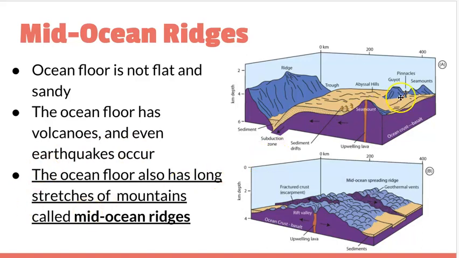So when you have lots of volcanoes together, or you have a really long stretch of this divided, separated crust, you'll call that a mid-ocean ridge, or an under-ocean or ocean floor mountain range.